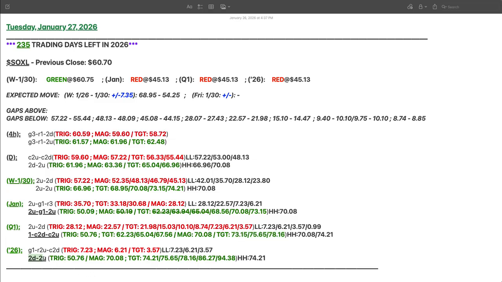And then on the year, we have already triggered the 2 down, 2 up at 50.76. The magnitude for that move again is that 70.08 number, and once we get past that, we have that all-time high of 74.21, and then blue sky territory from there. All right, so there you have it. Those are your triggers and targets for everything from a scalping perspective all the way up through the 1-year chart.